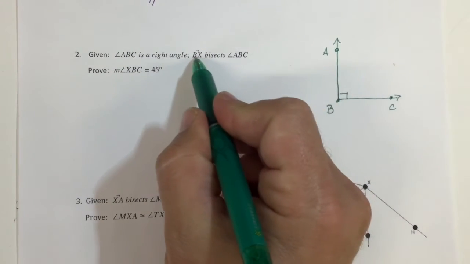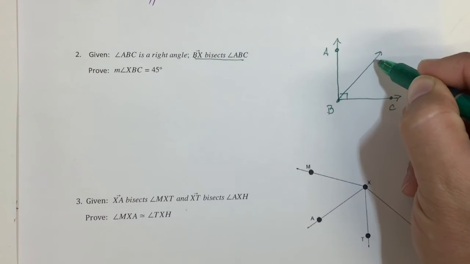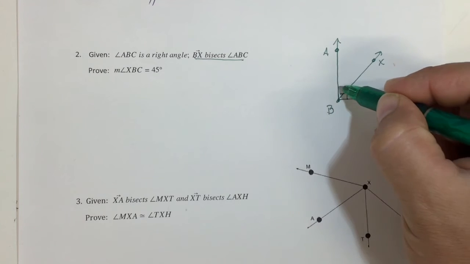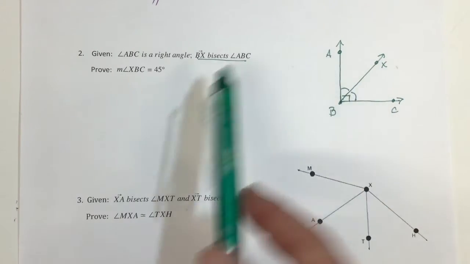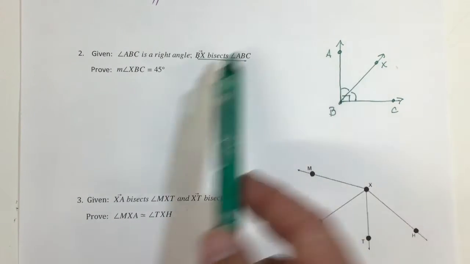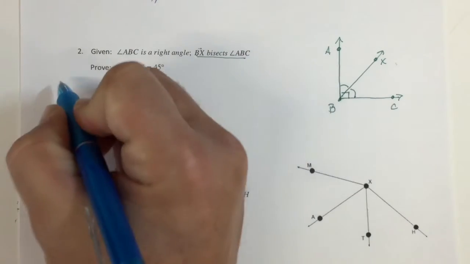And we're told that BX bisects angle ABC. There's X, and it bisects it, cuts it into 2 equal pieces. Well, obviously, we know that each of these is half of the right angle, and a right angle is 90 degrees, so half of 90 is 45. That's what we're going to show in the proof, based on our definitions and other properties.